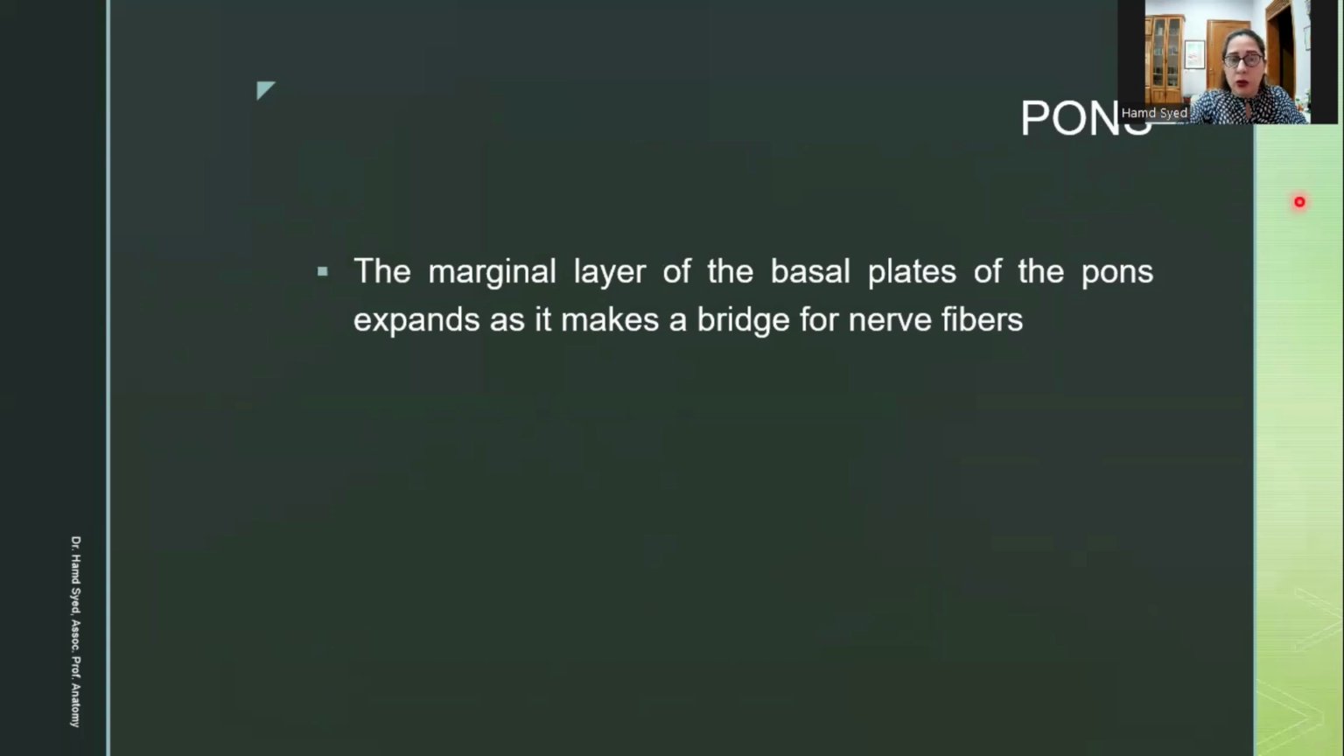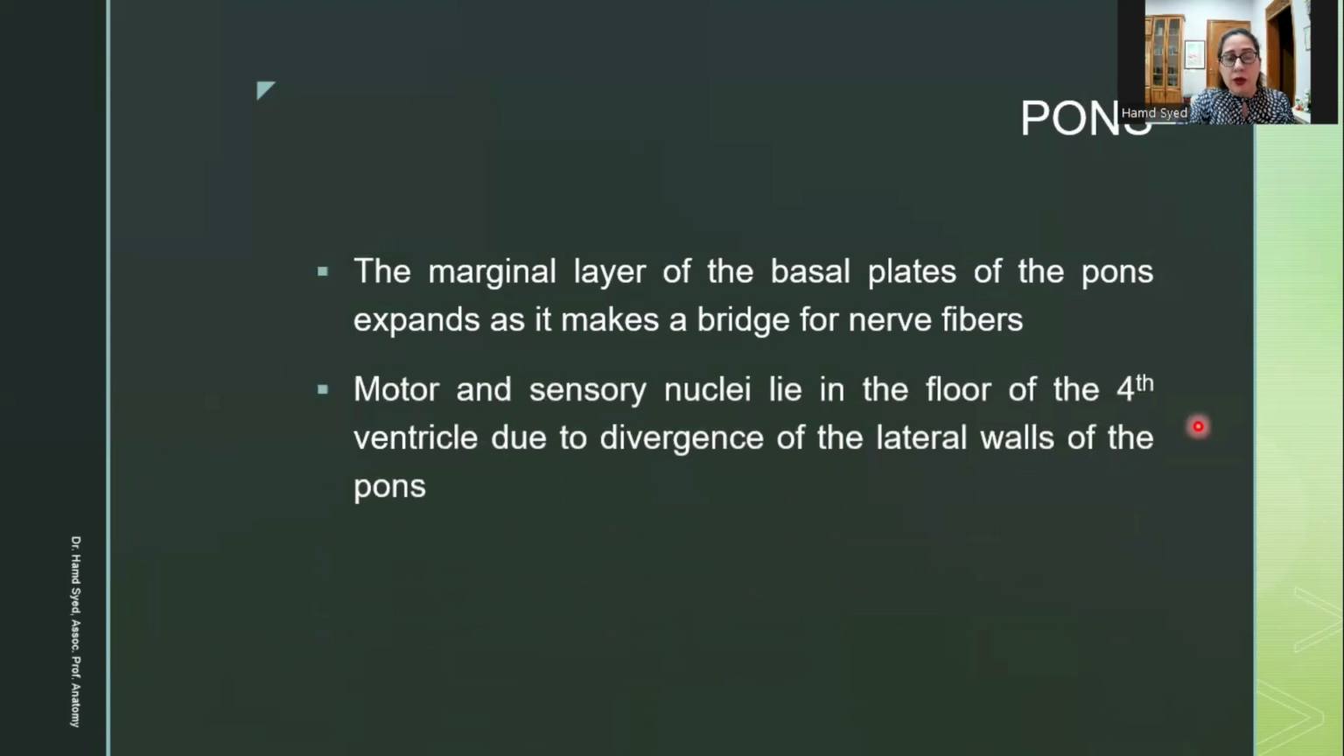The marginal layer of the basal plates of the pons expands, forming a bridge for nerve fibers. That's the marginal layer. You know, the marginal layer is the one which contains the nerve fibers. So it forms the bridge for nerve fibers. That is the bridge of the pons. And motor and sensory nuclei are going to be present in the floor of the fourth ventricle because of the divergence of the lateral walls of the pons. And pontine nuclei, remember, they originate in the alar plates.